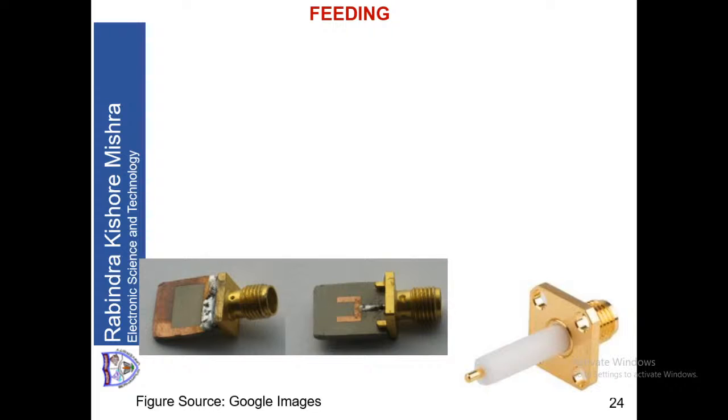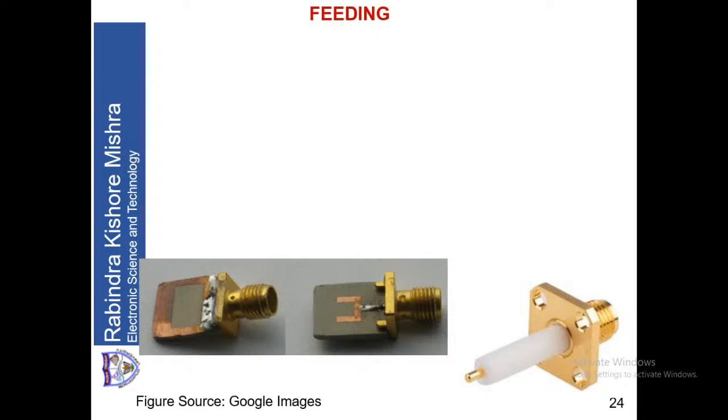Now if I am going to feed it from the side, you can see this on the left hand side, a practically designed antenna. The same connector is connected from the side. So from the side, if I am going to feed it, it will be like this. Then you can retain a longer path so that it connects to the patch. So you can see the patch here and the connection here.